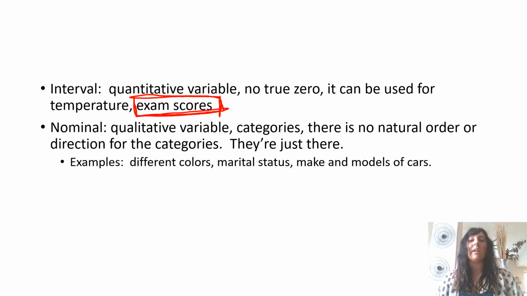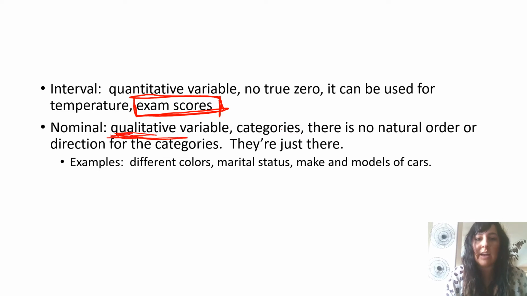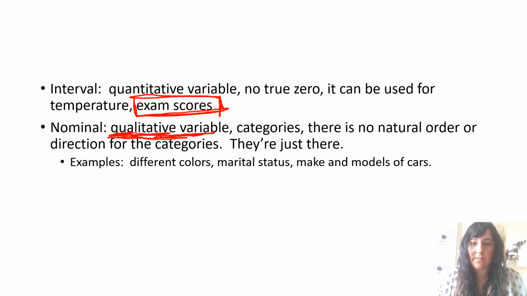Anyway, moving on. Then let's look at nominal. Okay, the last one. Nominal is a qualitative variable, so we look at quality. We're not going to look at any kind of measurements, no numbers, nothing like that. So it's a qualitative variable. It's a categorical variable. Okay, same thing. That's what a qualitative variable does.